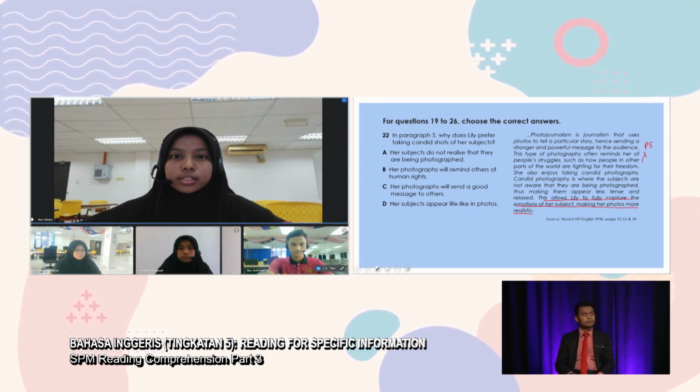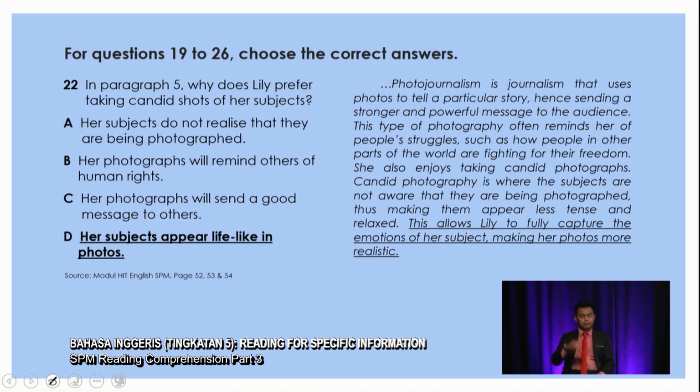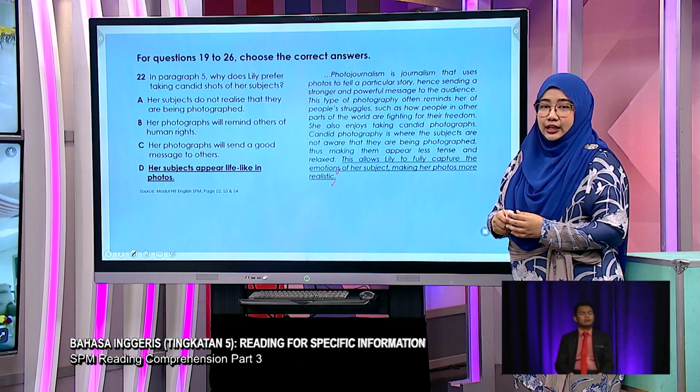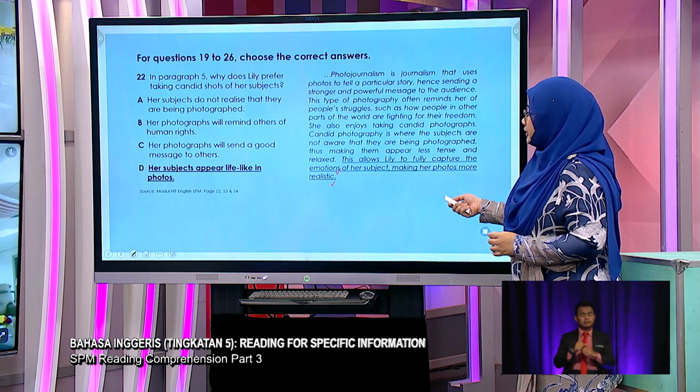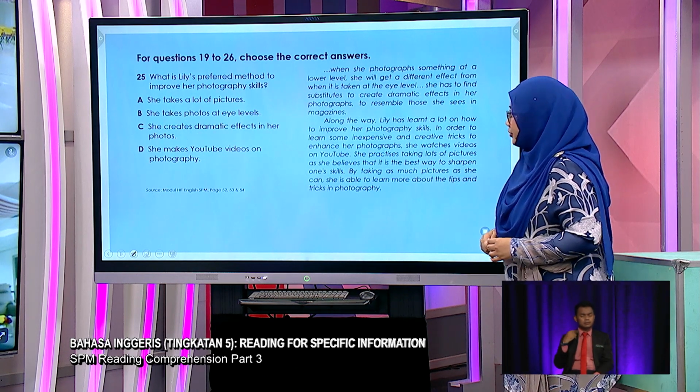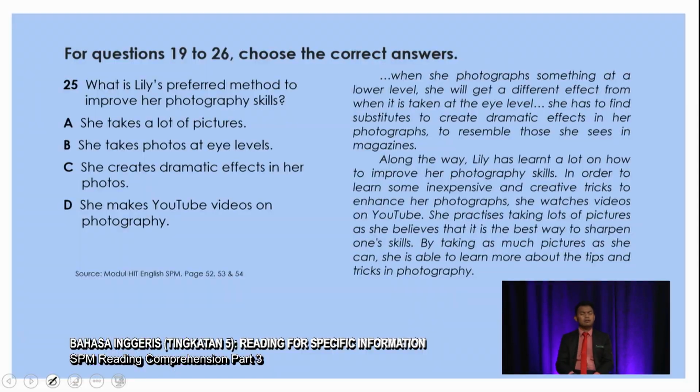Okay, let's have a look. Okay, correct. Appearing lifelike means you could see the emotions, and most importantly, emotions, and her photos become more realistic. So yeah, the answer is D. And then we have one more question. Number 25. What is Lily's preferred method to improve her photography skills?